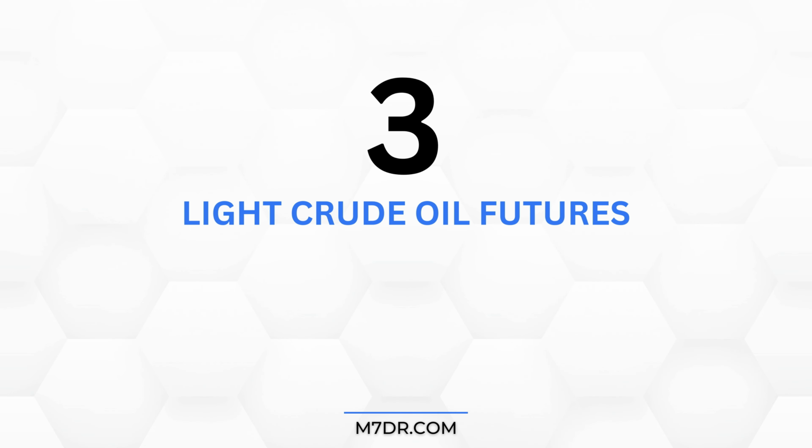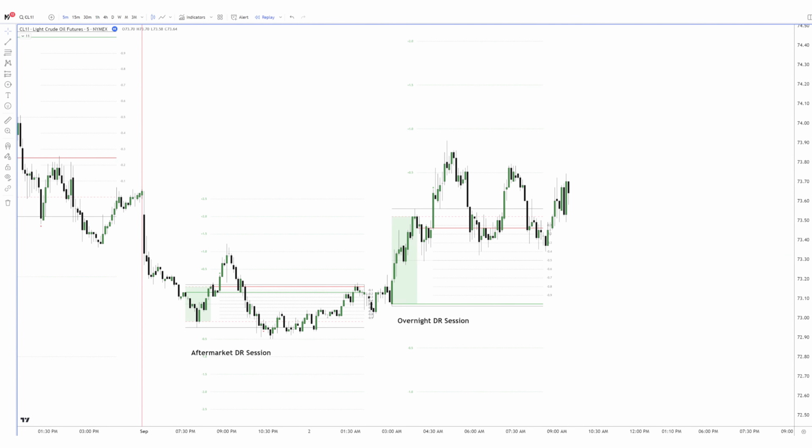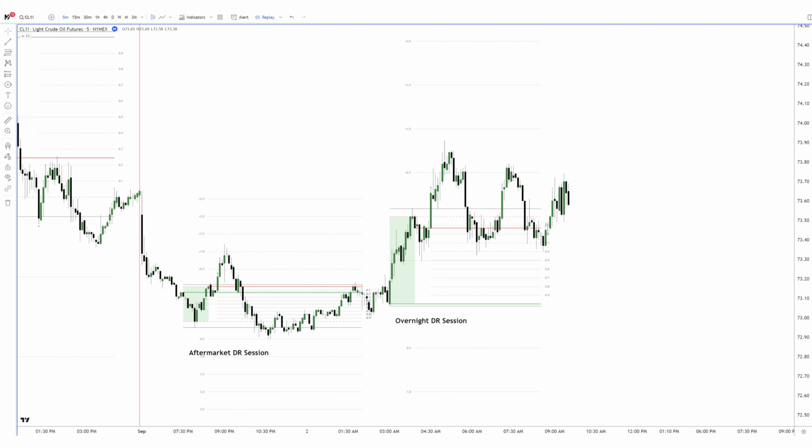Number 3, light crude oil futures market, Monday regular DR session trade. Oil started its week with a false session in the ADR by confirming into both directions. The ODR then expanded to the upside, reaching almost 1 standard deviation after its long confirmation. It's 9:30 a.m. now and the regular DR session opens with this candle.